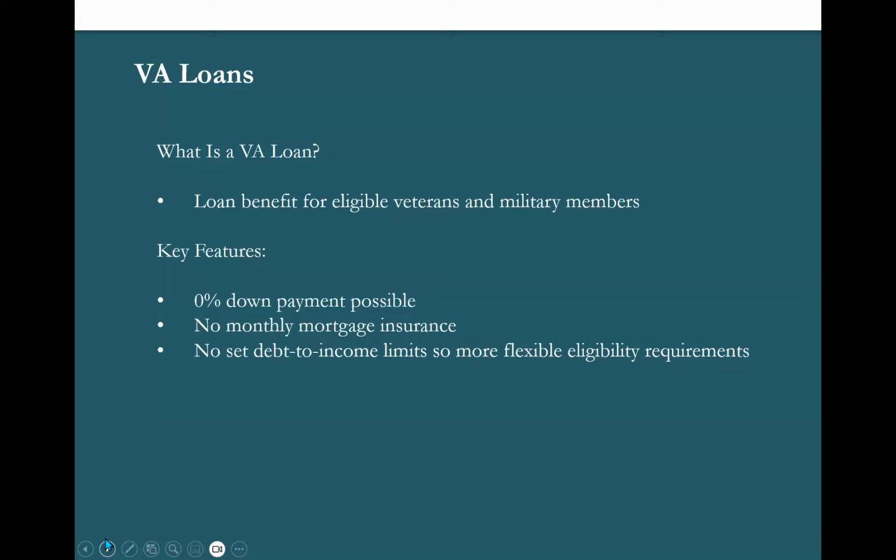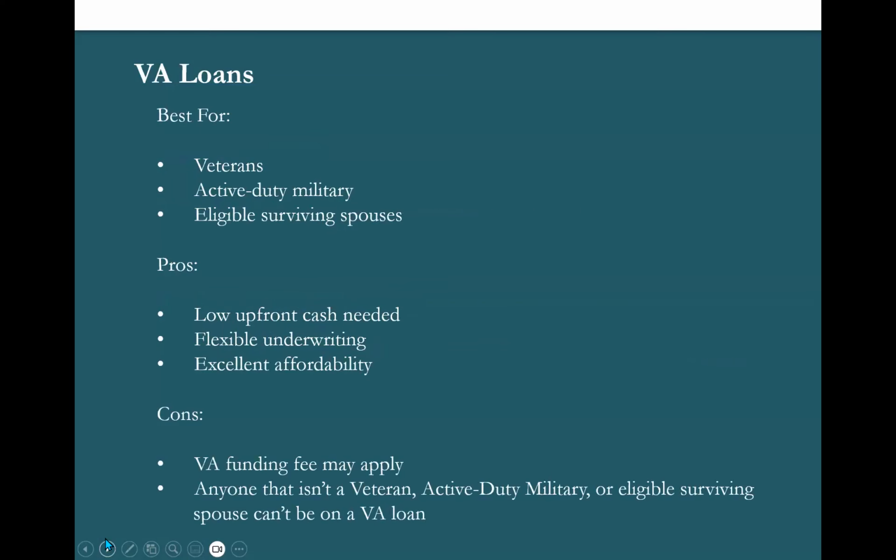For example, I had a borrower who had a debt to income ratio of 65% get approved for a VA loan, where with FHA it maxes out at 55, like 56, and conventional at 48. Now, who are VA loans best for? They're best for veterans, active duty military, and eligible surviving spouses of veterans.